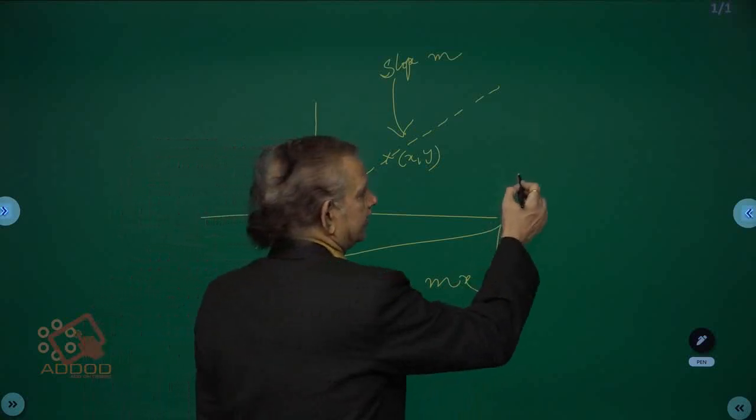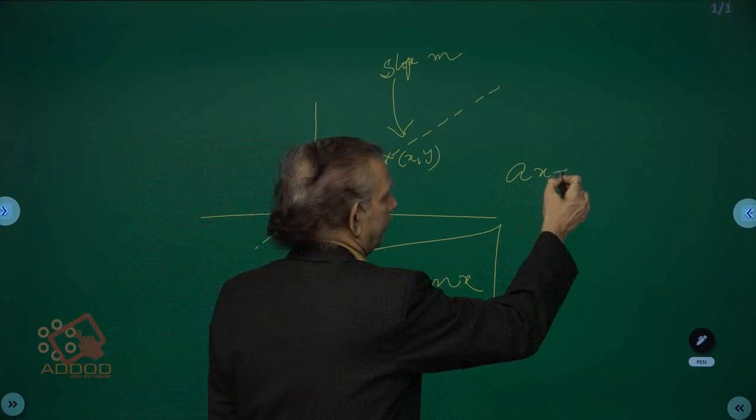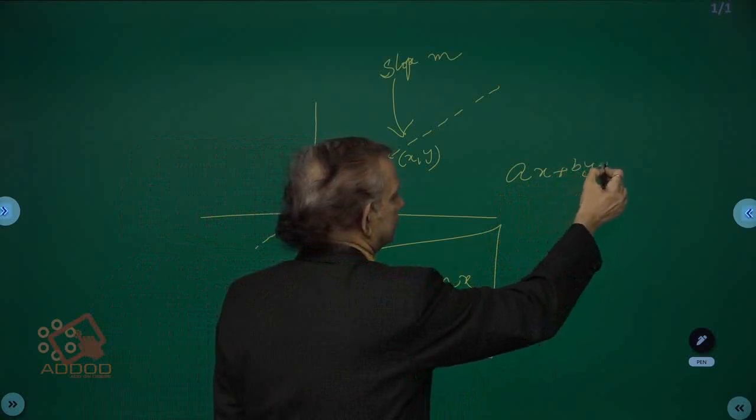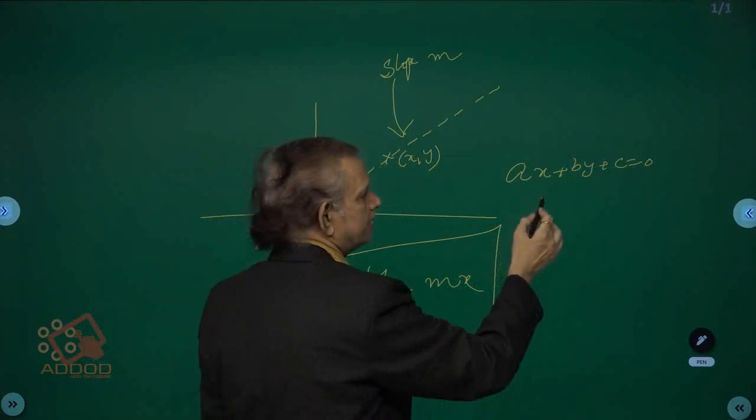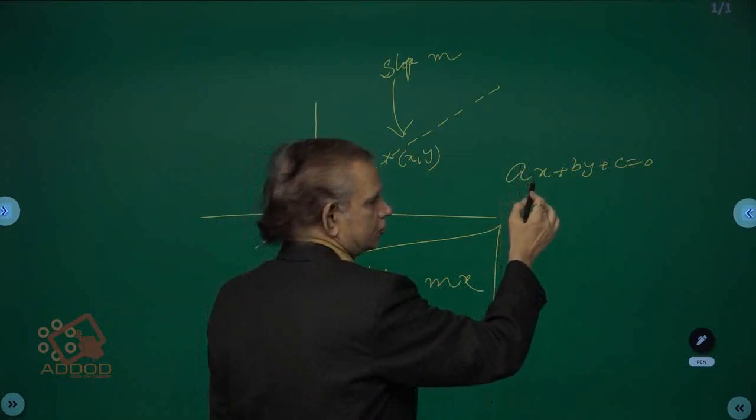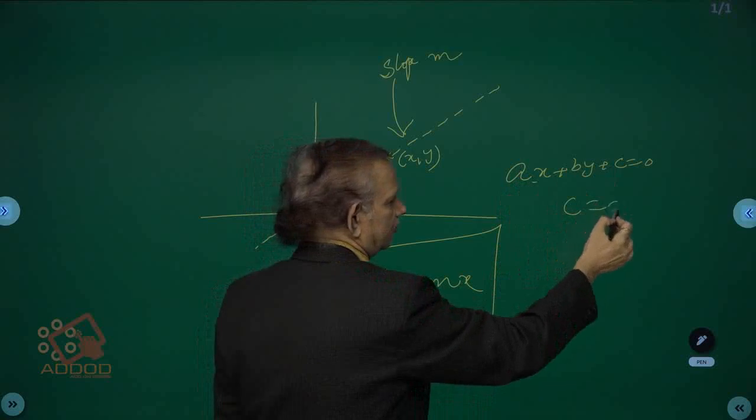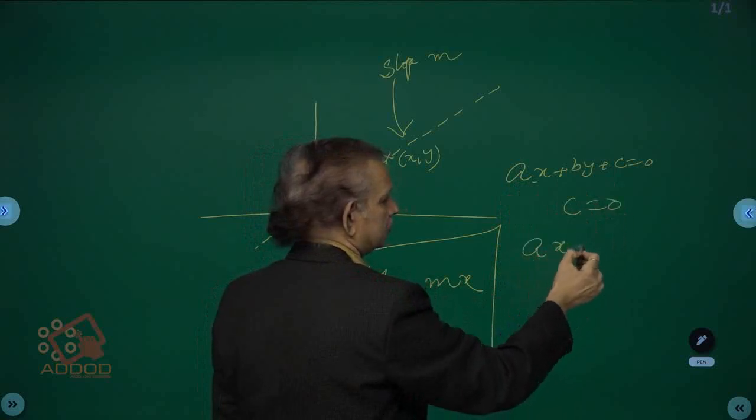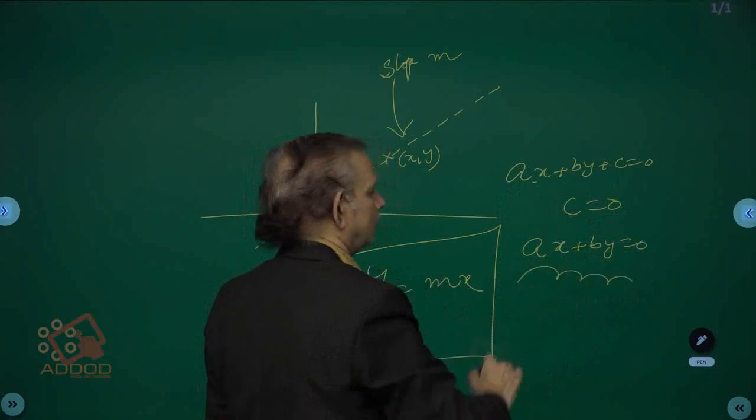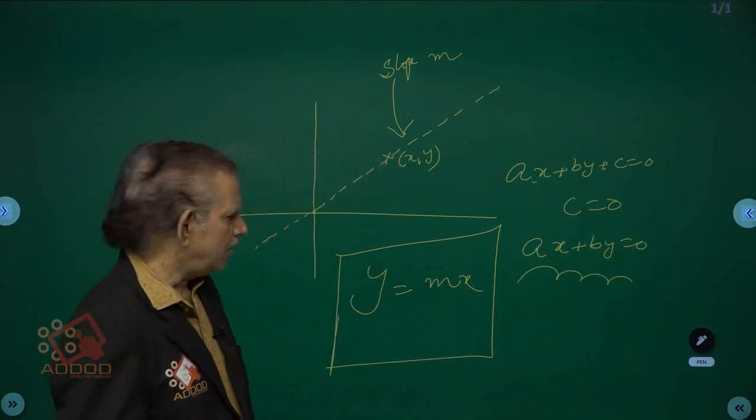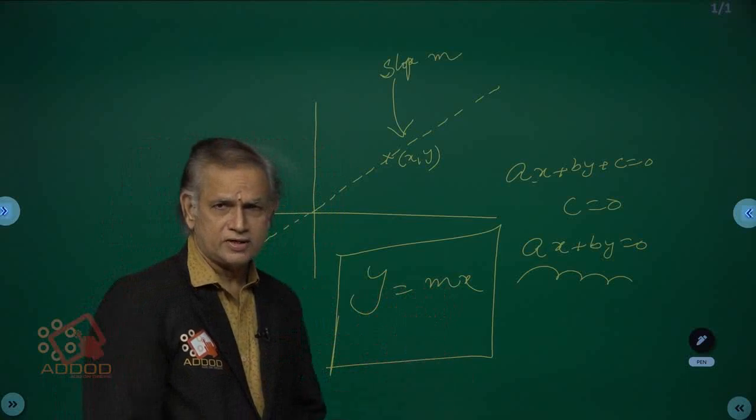You see, in the very beginning itself, we have known ax plus by plus c is equal to 0 is the standard equation. If it passes through the origin, what happens? If you substitute 0, 0 here, you will be getting c is equal to 0. Therefore, ax plus by is equal to 0. So this is the form containing only x terms and y terms. Even this contains only x terms and y terms.